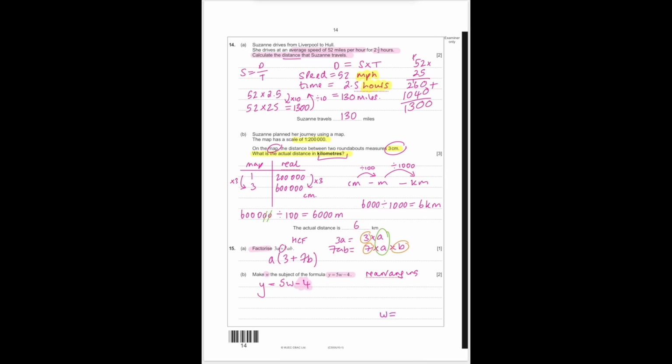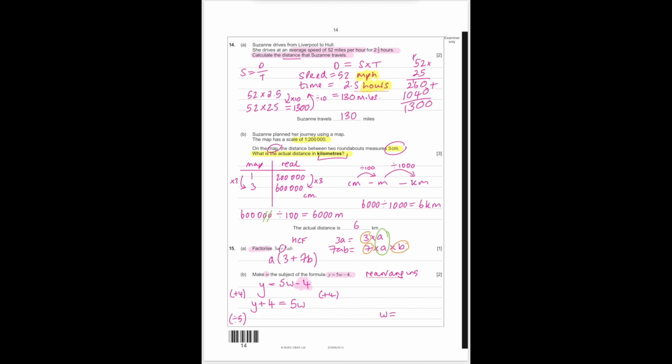To eliminate the minus 4, the inverse of subtracting 4 is to add 4. Be careful here. When I add 4 to the left-hand side, I'm not adding it to a number, I'm adding it to a letter. So I have to write that really clearly. And then when I add 4 to the right-hand side, that eliminates the minus 4 and leaves me with 5W. Now, remember, we are aiming for W on its own. Currently, I have 5W. 5W is 5 times W. The opposite of timesing by 5 is to divide by 5.